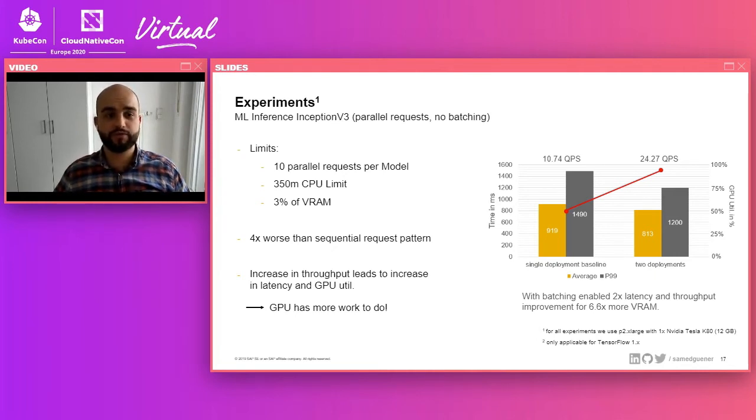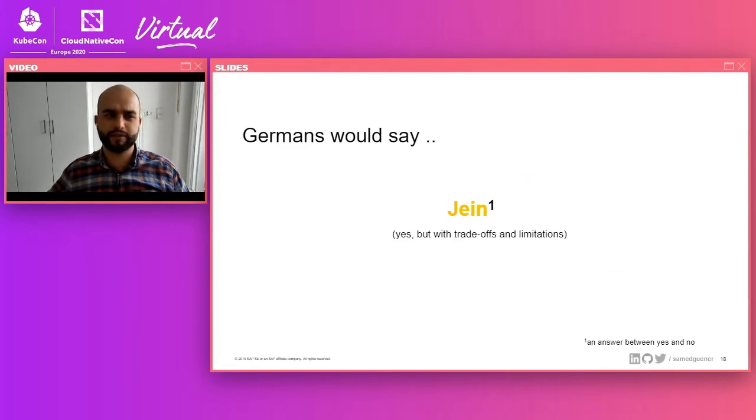For two deployments, we were successfully able to fully utilize a GPU at about 98% and achieved more than double the QPS for a similar latency. Enabling batching, we could even decrease the latency and increase the throughput by 2 times in exchange for 6 times more VRAM. Given all these data, we ask ourselves again, is sharing a GPU with multiple containers really feasible?